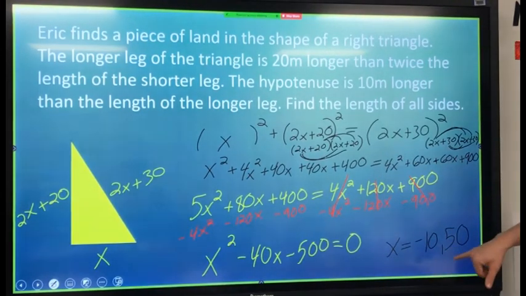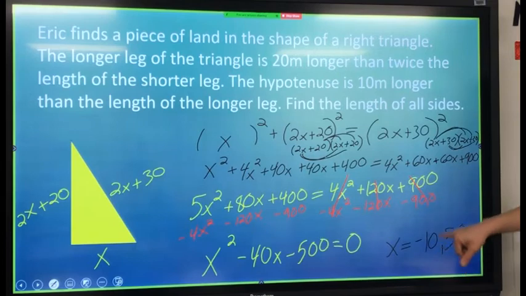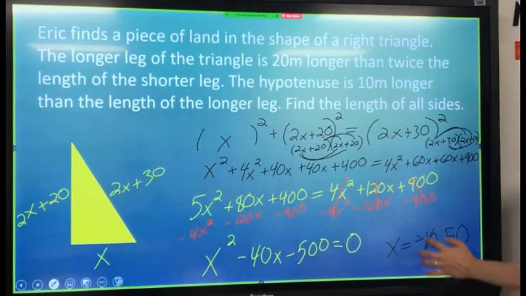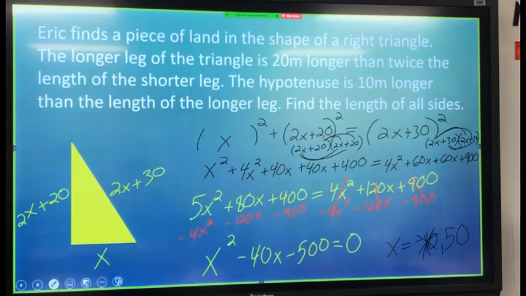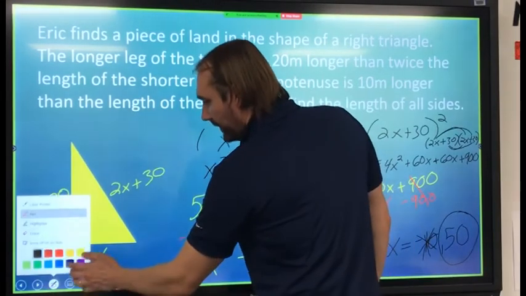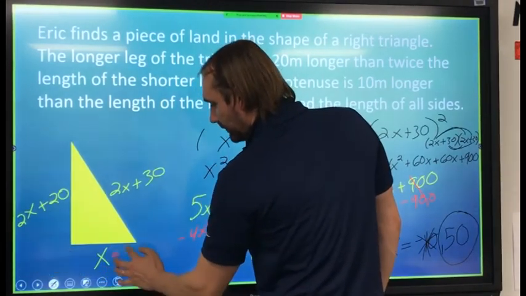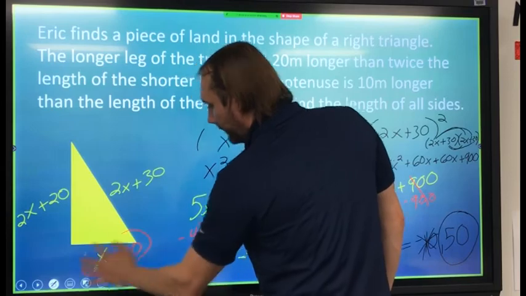Now let's look at our answers. Does negative 10 work with distance? No, you can't have negative distance. So let's cross it out and look at just 50. That's our answer. x equals 50.